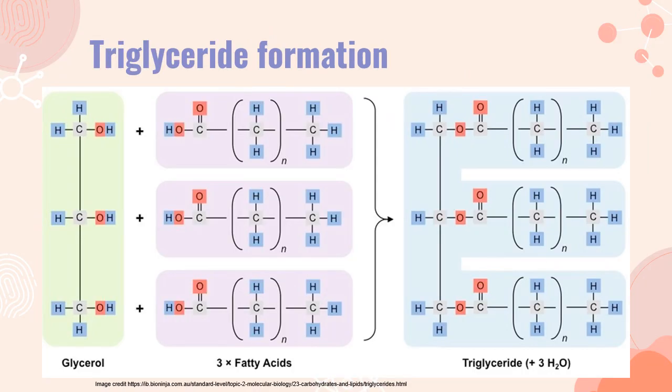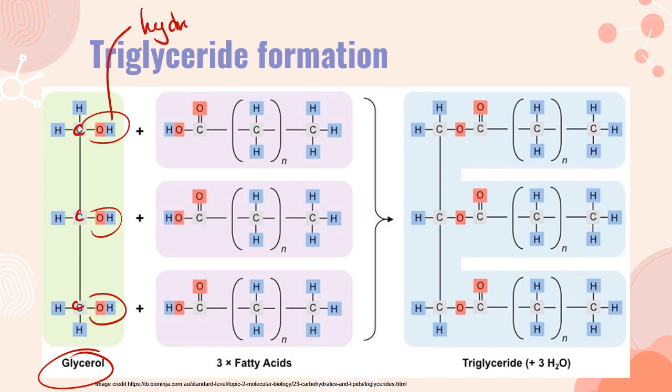How do we make triglycerides? I wonder if you are wondering. Let's talk about it. So again, here we have our glycerol molecule. Glycerol molecules have 1, 2, 3 carbons, and then 1, 2, 3 OH groups. Those groups are called hydroxyl groups. They've got 3 hydroxyl groups.